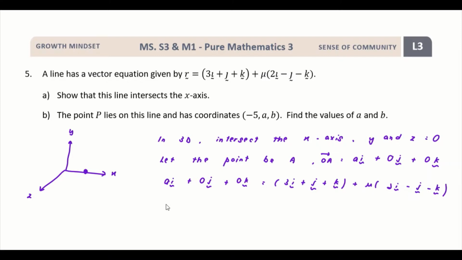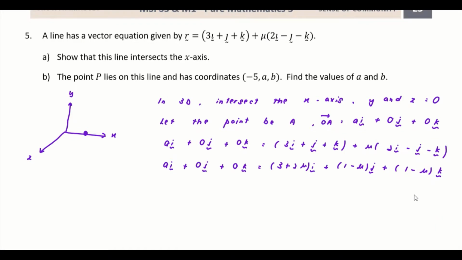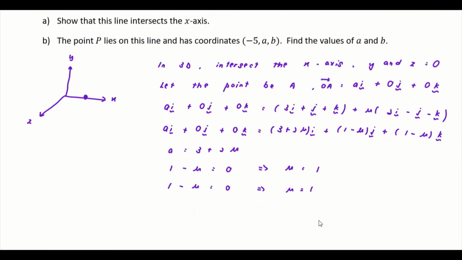Let us simplify the right hand side. The i and i together, so 3 plus 2 mu i, plus 1 minus mu j, and plus 1 minus mu for k. The first thing we need to prove is that j and k give the same mu when we substitute. So I get three equations: a equals 3 plus 2 mu, then 1 minus mu equals 0, and 1 minus mu equals 0. These two equations give mu equal to 1, so they are consistent.